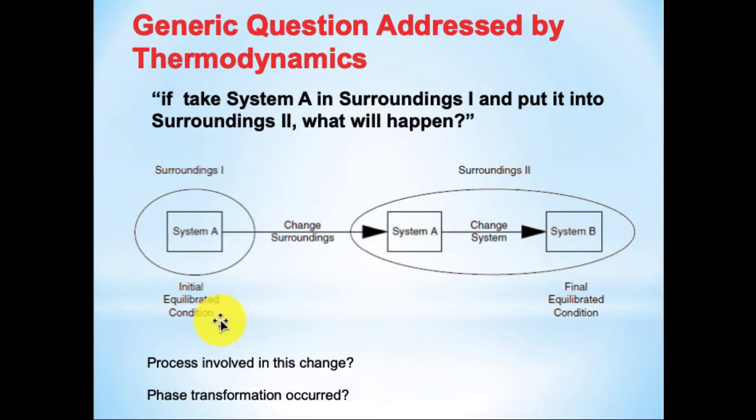And then the boundary implicit in the concept of a system and its surroundings, which may limit the kinds of exchanges that can occur between the two. And then lastly is the properties required in the definition of the condition of a system and its surroundings.